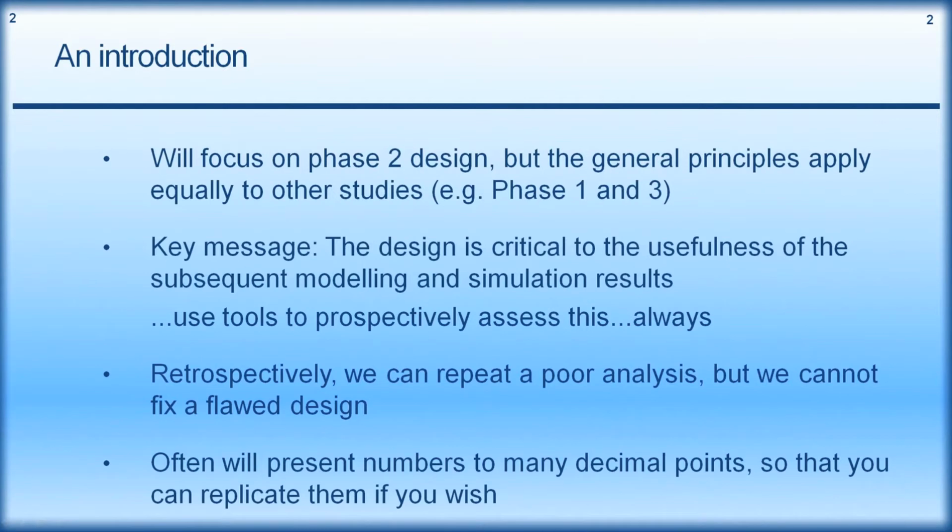And the goal here is to talk about using tools to prospectively assess the quality of the modelling and simulation results. And the recommendation is that we should do this always. Retrospectively, we can repeat a poor analysis, but we cannot fix a flawed design. So if we're recording the observations at a poor time, or if we do not have enough subjects, then we can't fix that afterwards. Within this presentation, often I'll present numbers to many decimal points. It's not because they're that accurate, but just so that if you wish to replicate these numbers, you can see if you can generate exactly the same numbers.